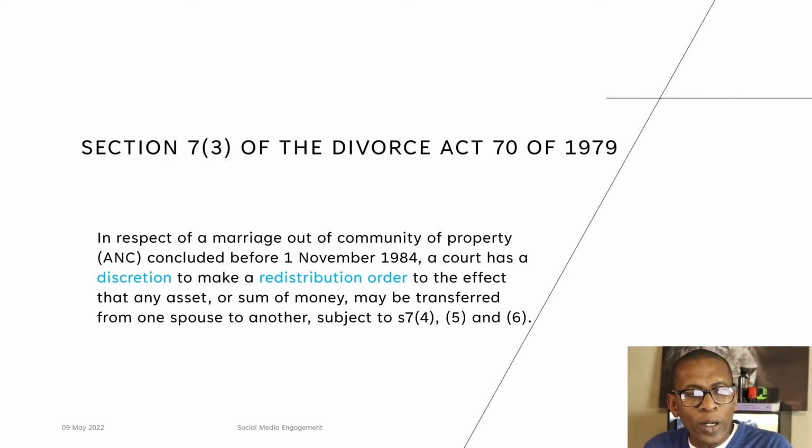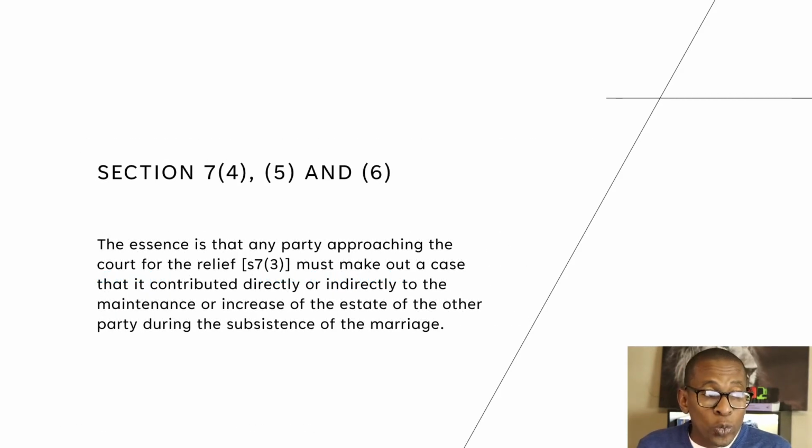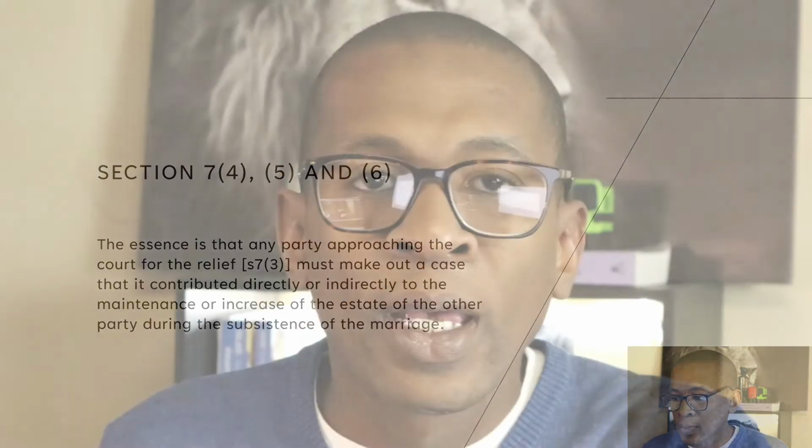Now, just briefly, what do Sections 7(4), (5) and (6) say? Again, because we're in a super summary here, I'm just going to give you the essence of it. The essence is that any party approaching the court for the relief in Section 7(3) must make out a case that it contributed directly or indirectly to the maintenance or increase of the estate of the other party during the subsistence of the marriage. I think it's important at this point to stress that Section 7(3) of the Divorce Act is not an automatic thing.